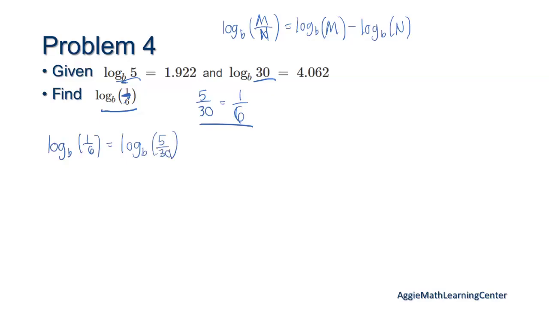Okay, who can tell me what I should do next? Make it log base b of 5 minus log base b of 30. Exactly, awesome. Okay, I'll write that out.